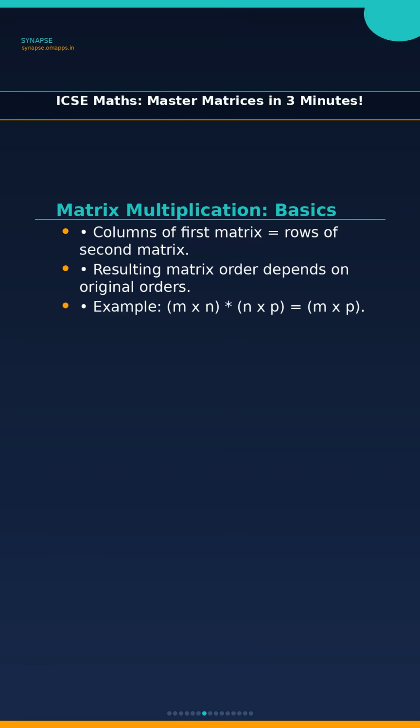Now, let's move on to matrix multiplication. This is a bit more involved. To multiply two matrices, the number of columns in the first matrix must match the number of rows in the second matrix. Pay close attention to this.